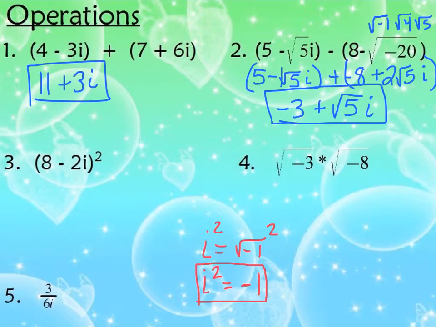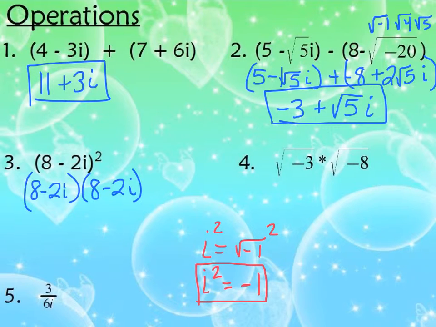Some of them will be a little bit more complicated. Let's try number 3 here. On this one, I'm actually squaring this quantity. There's a couple ways to do that. You can go just 8 minus 2i times 8 minus 2i, and do FOIL on it. You can also do the shortcut if you remember the shortcut.